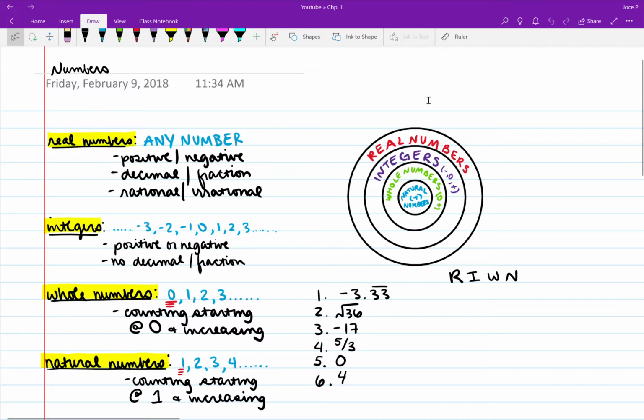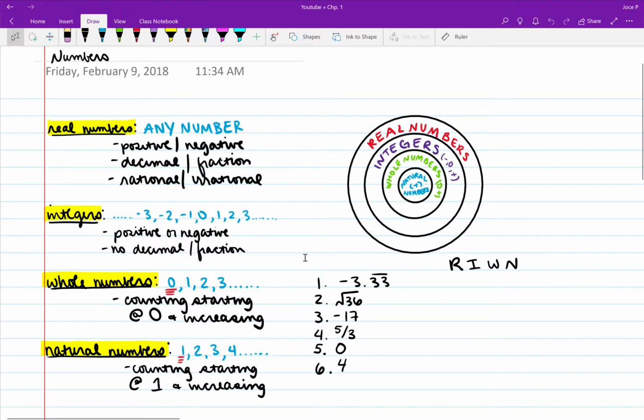And I have this little diagram over here, a circle with a bunch of concentric circles inside so that you can really understand what is included in what. So in real numbers, any other kind of number can be included in this except for complex, which we won't have to worry about for now. So it's any number, positive or negative, decimal or fraction, rational or irrational. We'll go over what those mean in a few minutes.